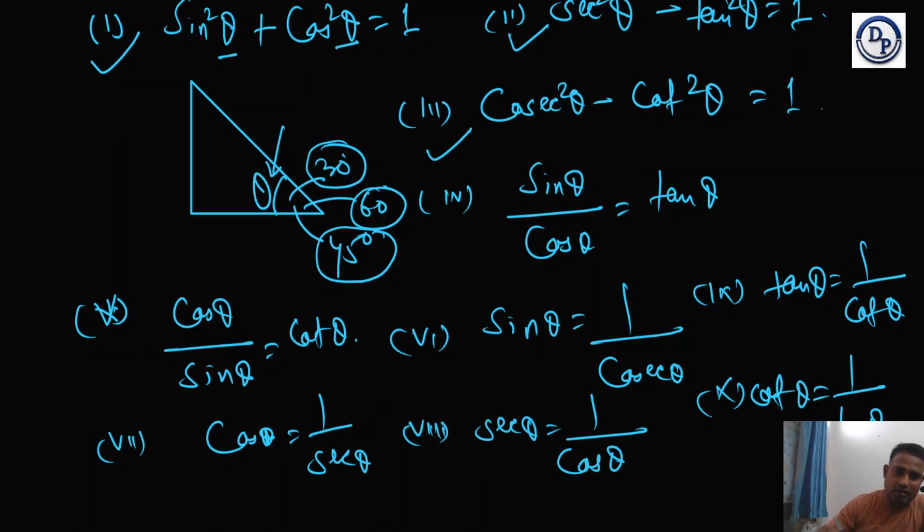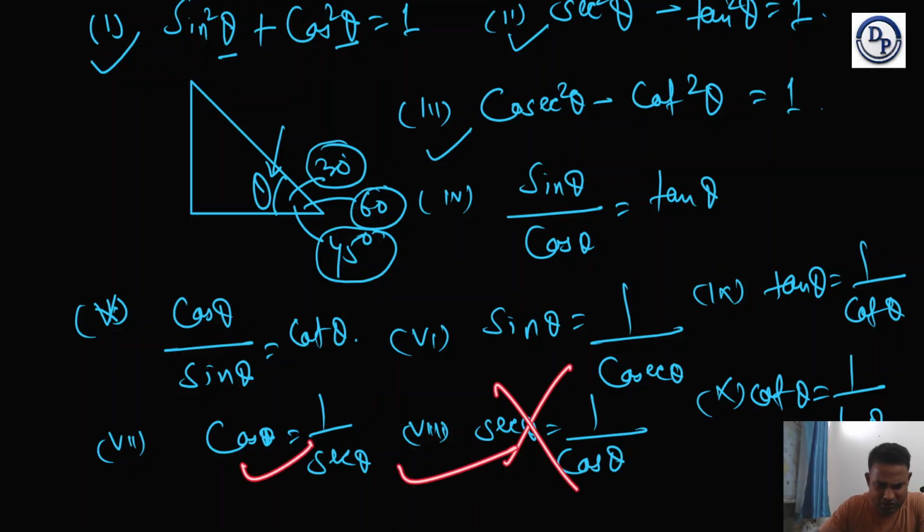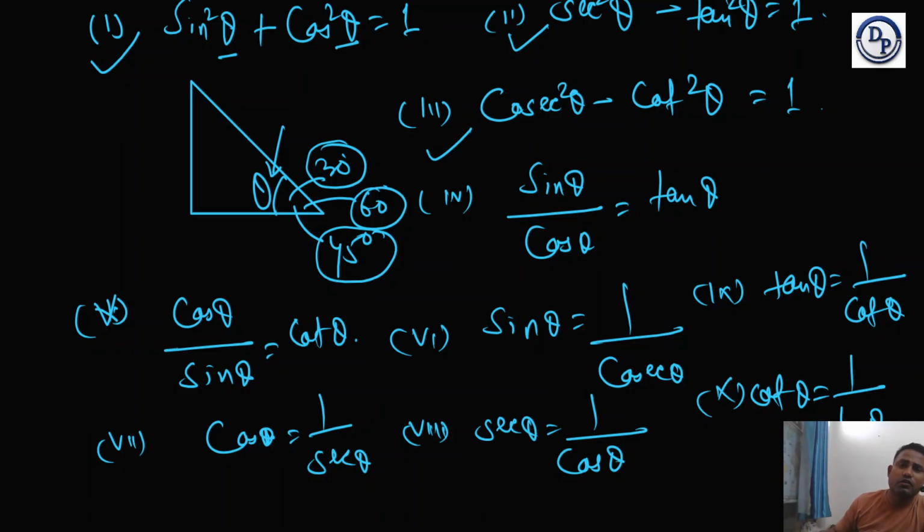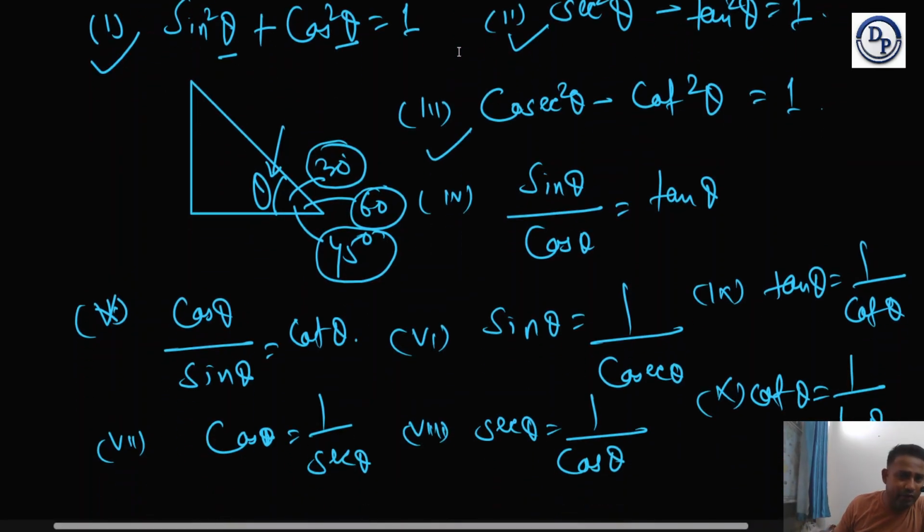Meanwhile, this could be cancelled. These two are same actually. They're reciprocal to each other, so there's no need to cross. So I have written all this there. There's no need to repeat all these things several times.